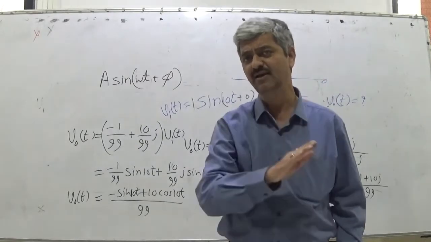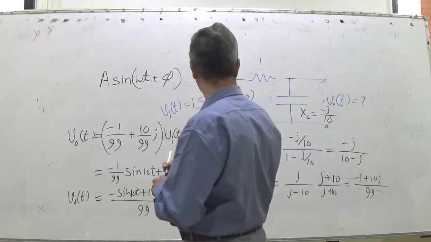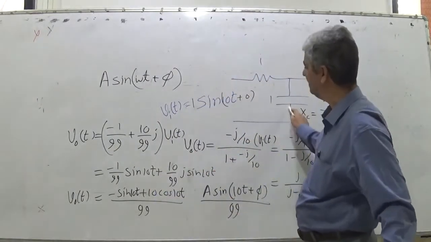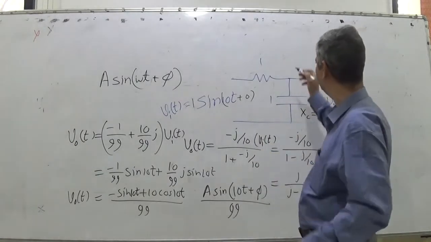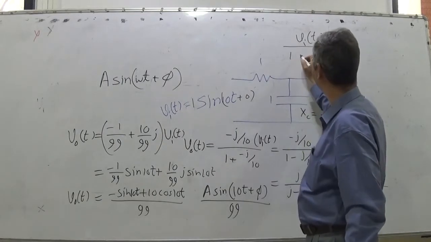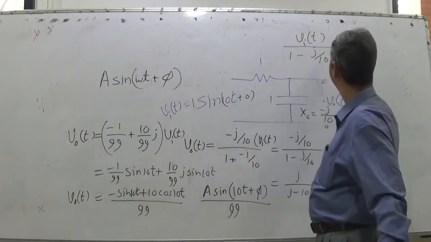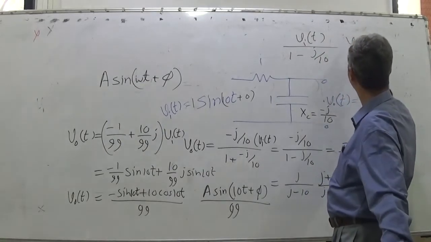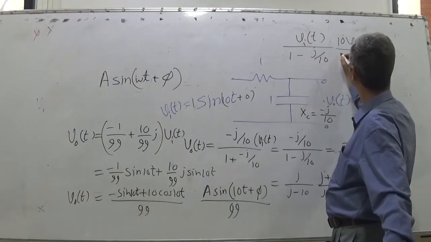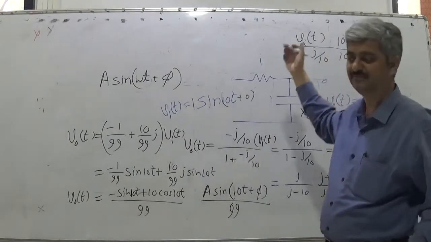So what will be the current? You can also very easily find the current. Current would be voltage upon impedance, that is V in T upon 1 minus j by 10. Multiplying by 10, it is V in T into 10 upon 10 minus j. So again you can rationalize and you get the answer.